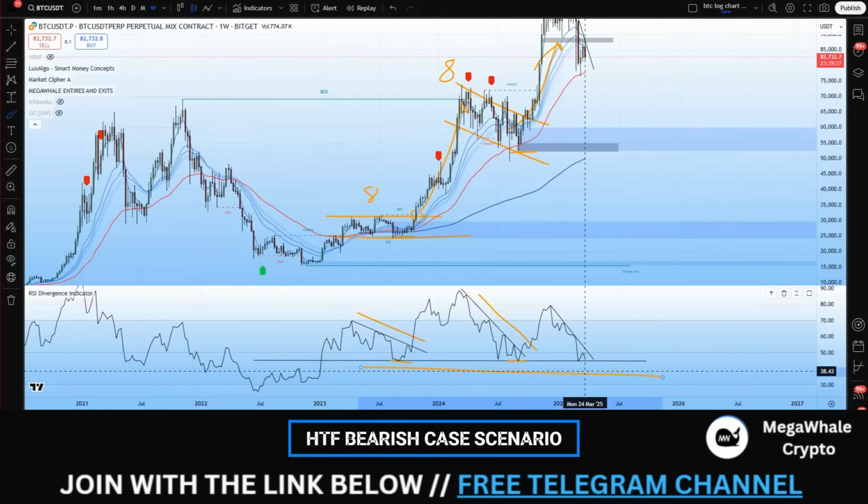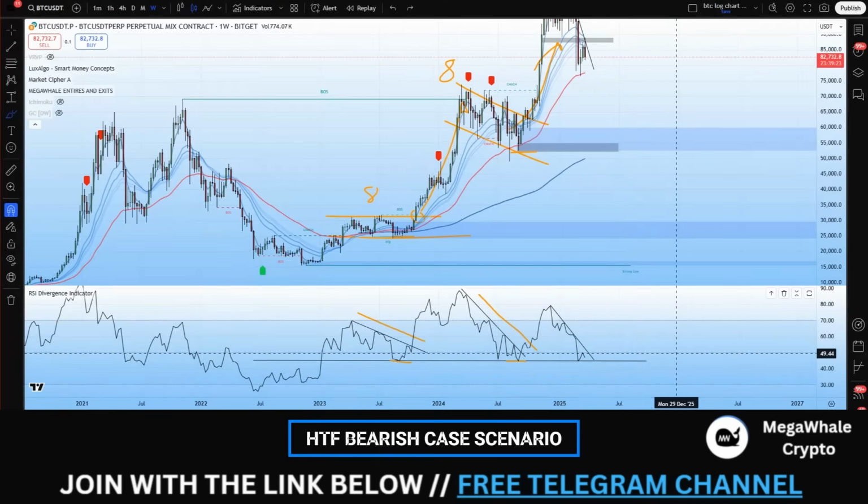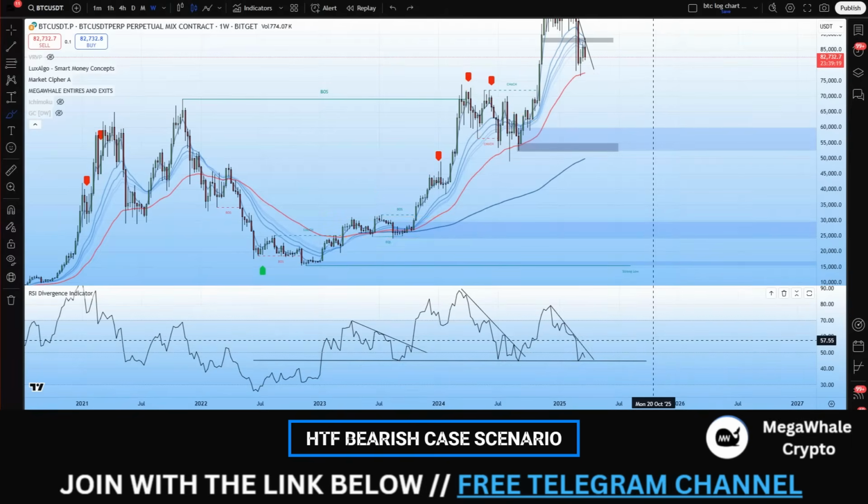If we drop below here, we are entering what you would call the start of a potential macro downtrend. Will it be a bear market? I'm not going to go out and say that. I don't think we've seen a traditional bull market in terms of what people think and associate the word bull market to.